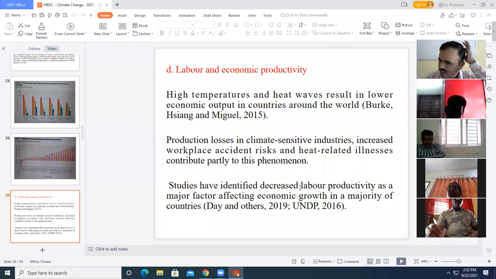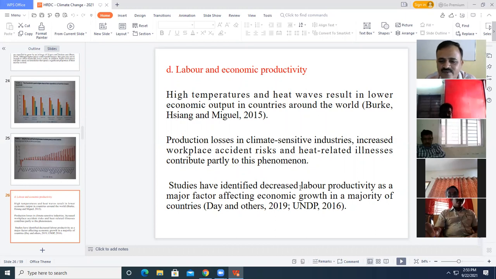That is the third channel. The fourth channel is related to labor and economic productivity. High temperatures and heat waves result in lower economic output in countries around the world. Production losses in climate sensitive industries, increased workplace accident risks, and heat related illnesses contribute partly to this phenomenon. So if there is an increase in the temperature and heat waves, that lowers the productivity of the people, lowers the productivity of the production, and because of that the output is lowered.